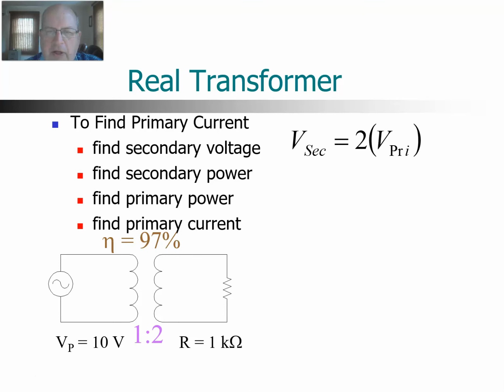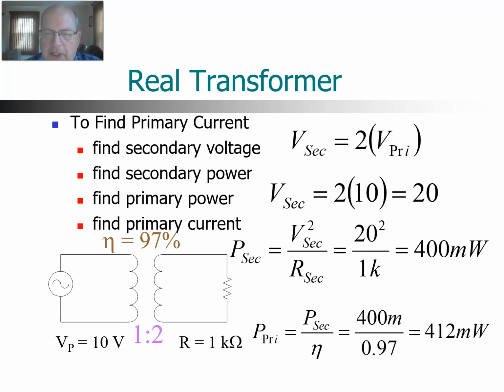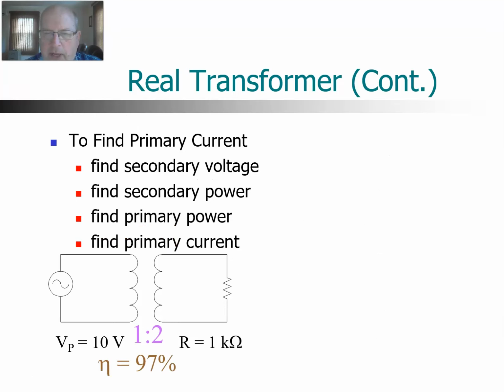So the secondary voltage is twice the primary, or 20 volts, and the secondary power is V squared over R. 20 squared over 1K gives us 400 milliwatts. 400 milliwatts divided by efficiency of 0.97 gives us 412 milliwatts for the primary power.